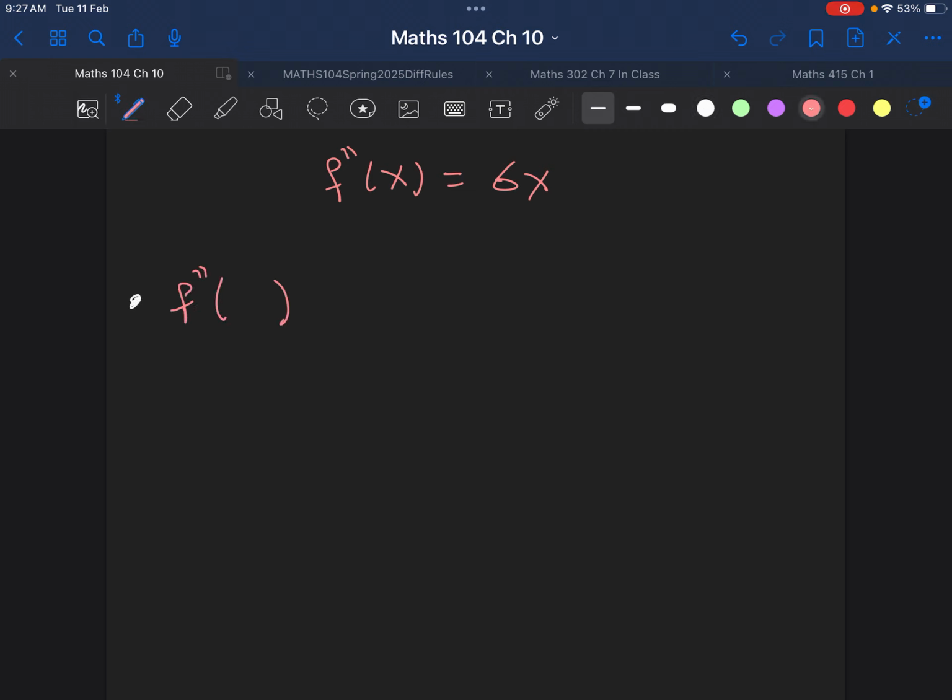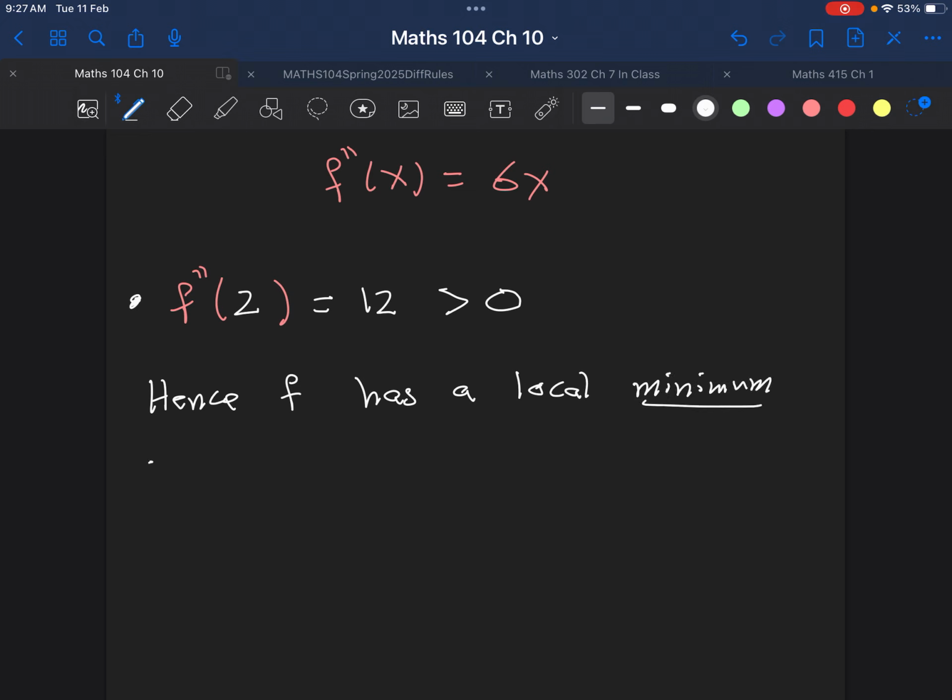So we have the second derivative equal to 6x. First, we substitute 2 in the second derivative. If we do that, the answer will be 12, and we know that 12 is greater than 0. Since the second derivative is positive, f has a local minimum at x equal to 2, which means x equal to 2 is a minimizer.